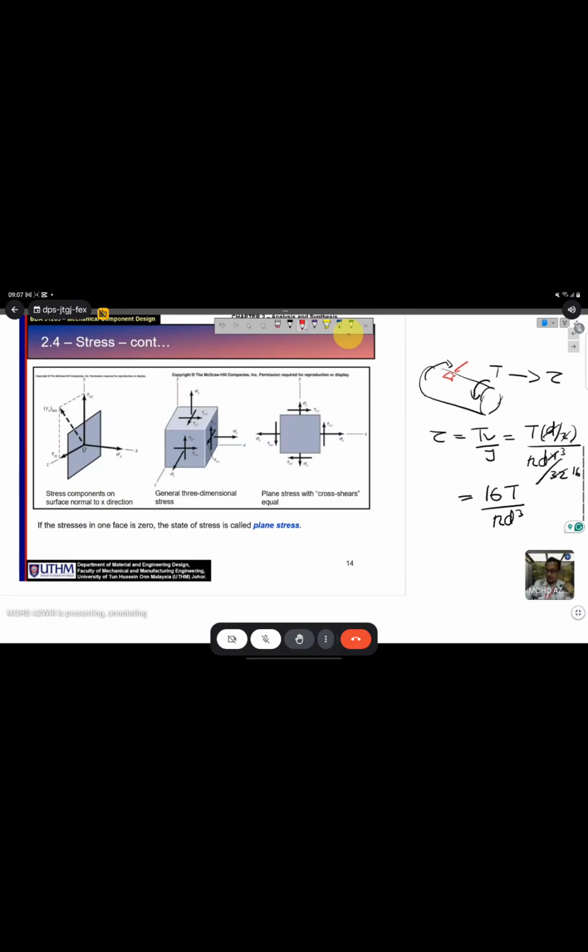Okay. So let's say this one is the x axis, this one is the z axis, and then the top here will be the y axis. So the y axis you can ignore it. You just study on the x and z direction. So if you have a load in the x axis, it will produce stress on the x axis. If you have a load on the y axis, you will have stress on the y axis. Simple like that. So this one we call a plane stress.